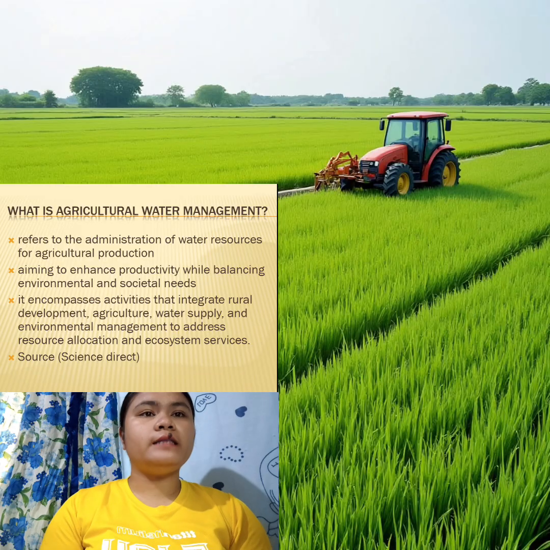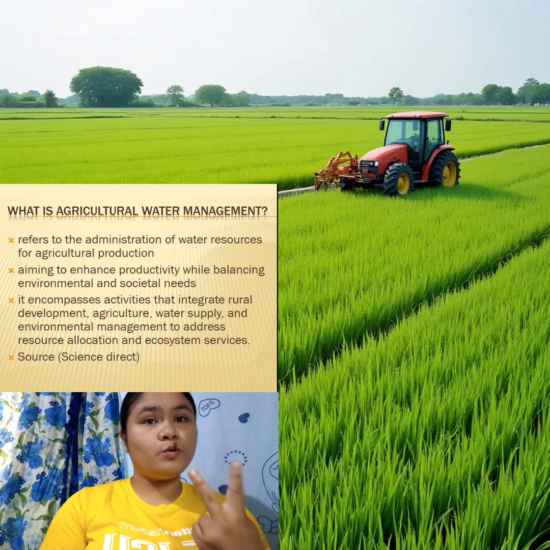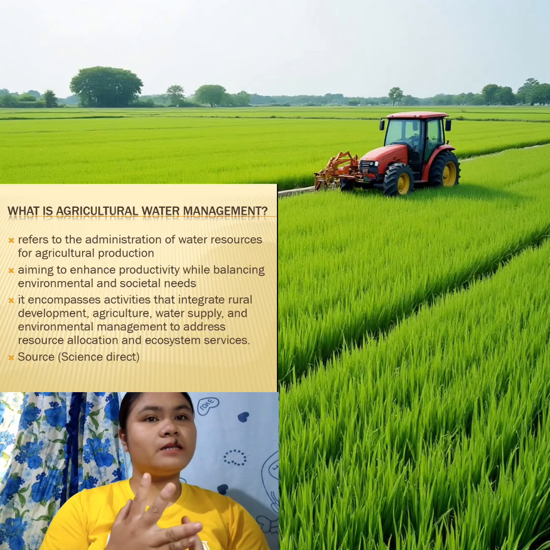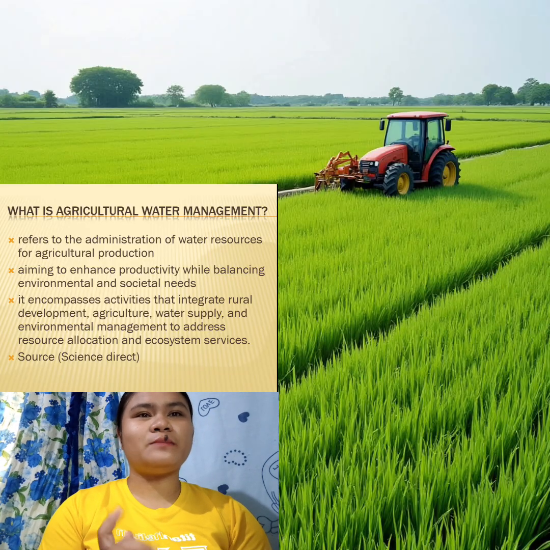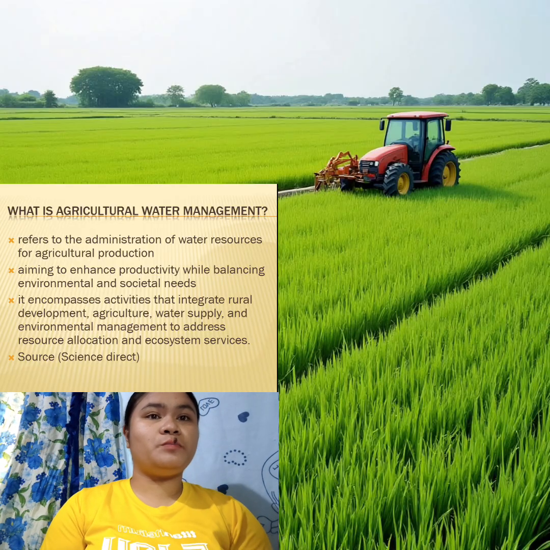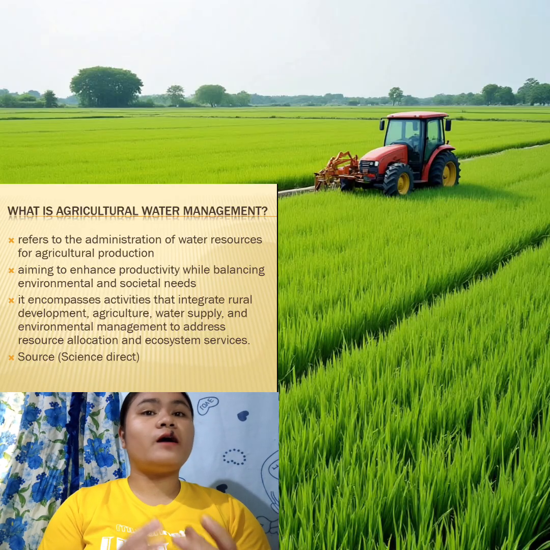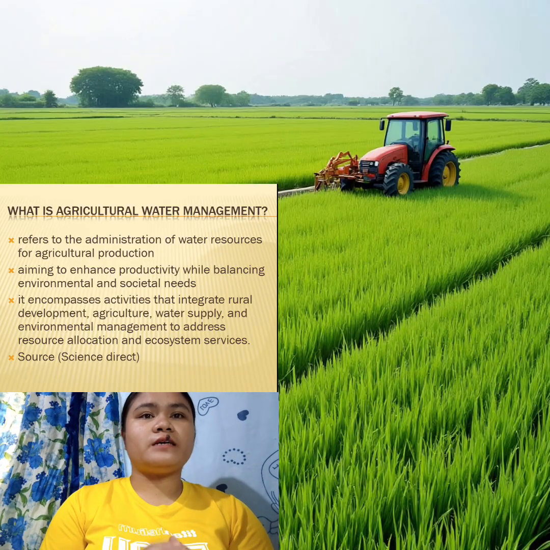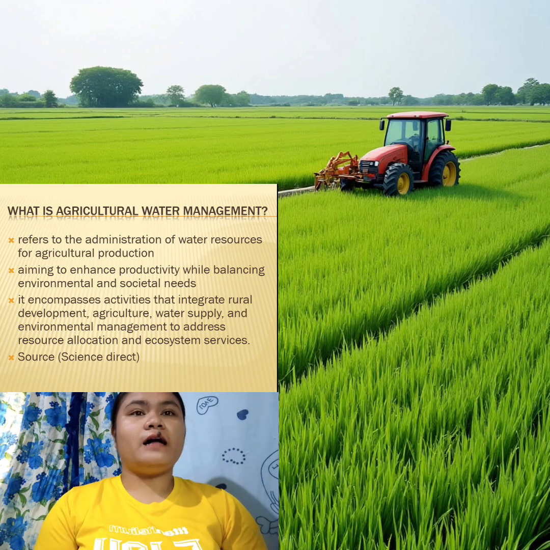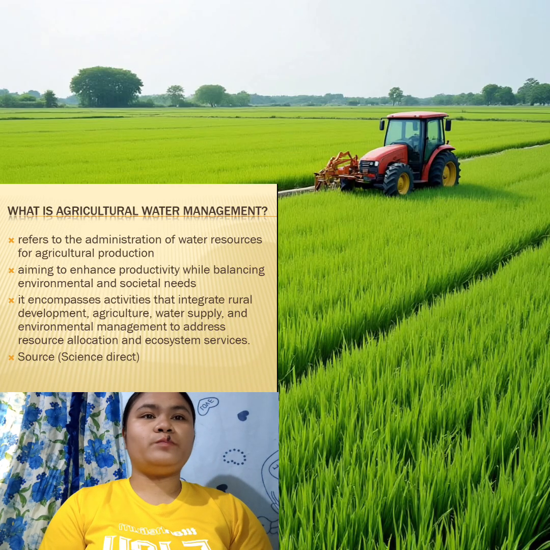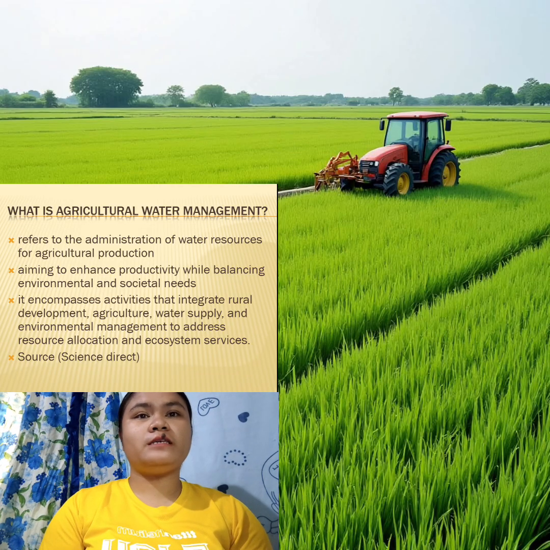These elements work hand in hand to address two major concerns. The first is resource allocation, and the second is ecosystem services. Resource allocation asks, how do we distribute limited water fairly among farm communities and the environment? Ecosystem services reminds us that healthy water systems provide benefits beyond farming. They sustain biodiversity, regulate climate, and support clean water for communities downstream.